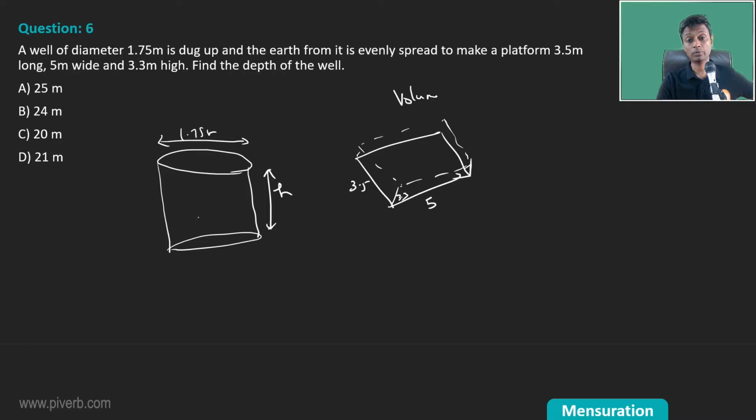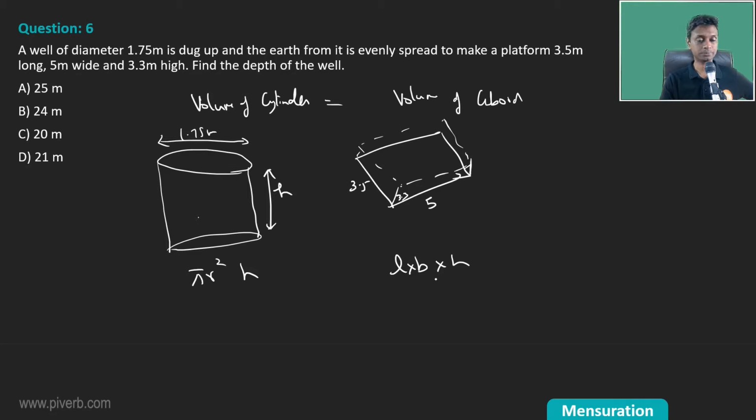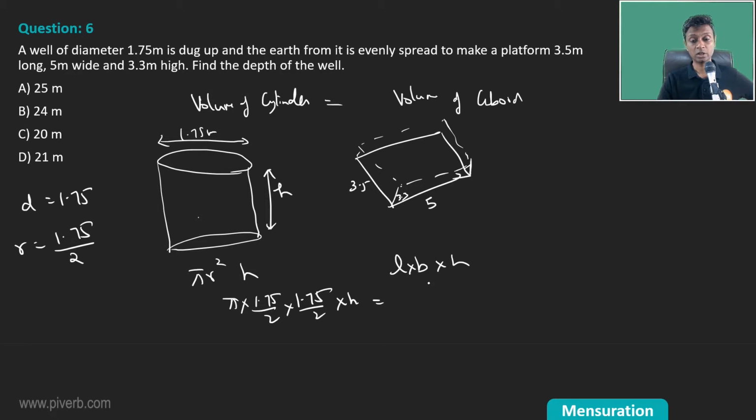So volume of this cuboid should be equal to volume of the cylindrical block that is being sliced open to fill this. Cylindrical block, the volume is pi r square h. For this, the volume is length into breadth into height. The diameter is 1.75 or radius is 1.75 by 2. So we have pi into 1.75 by 2 into 1.75 by 2 into h equals 5 into 3.5 into 3.3.